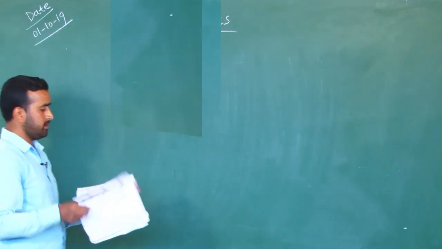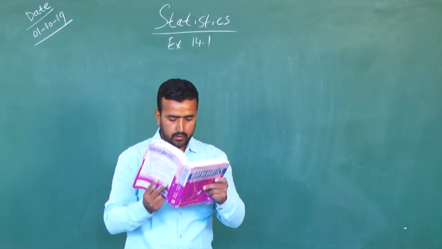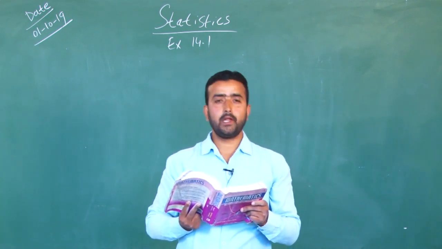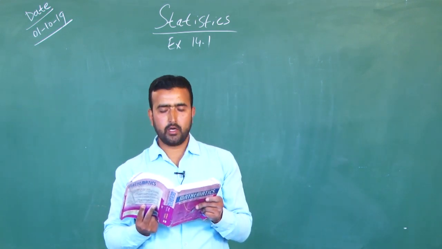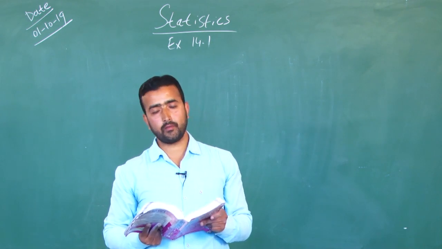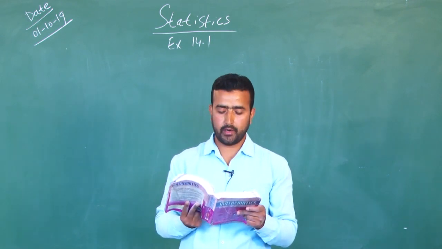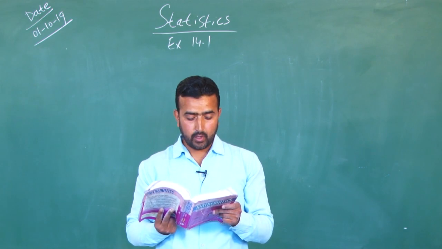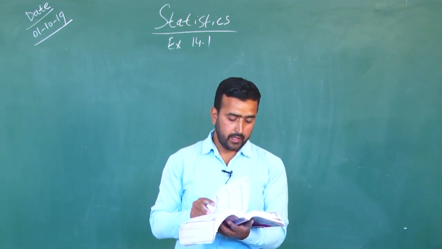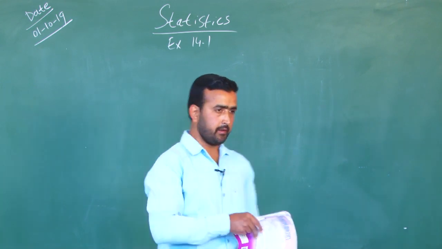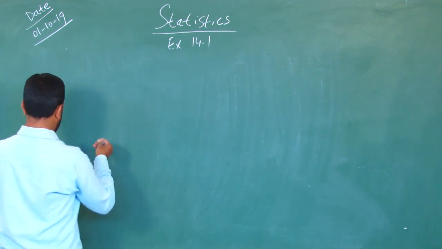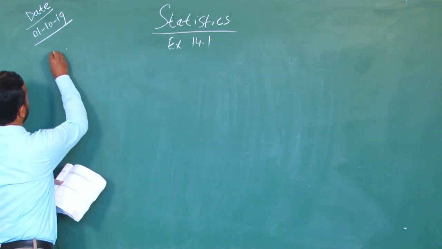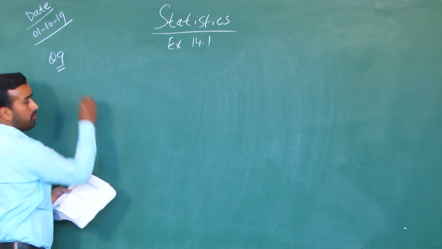Question number 9 says the following table gives the literacy rate in percentage of 35 cities. The literacy rate of the 35 cities has been recorded in the tabular form. Find the mean of the literacy rate. What is the table for that? That we are going to write here. What are the data values that are given here? Remember, this is question number 9 from your textbook.